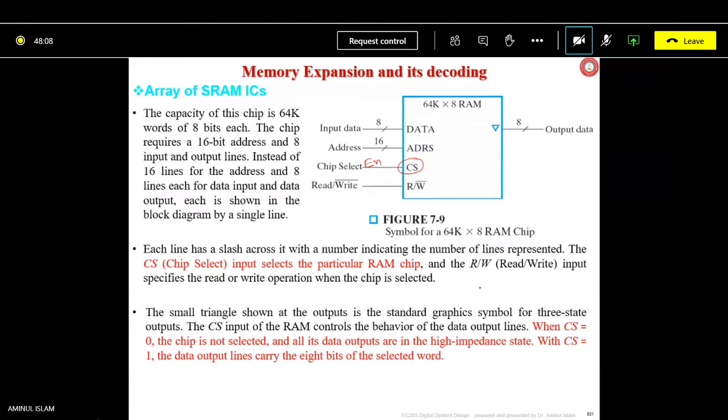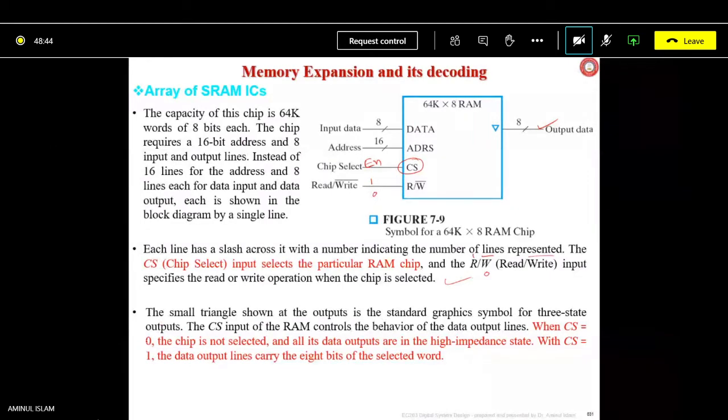And the read write bar should be given here. Input specifies the read or write operation. We know that. If it goes high, then read. If it goes low, then what? Right? Yes or no? Just now in the timing diagram, you have seen that. If this line is high, then which operation is going to be performed? Read. If it is 0, then write. Okay. So 8 bits are there, so an 8-bit output line is there.